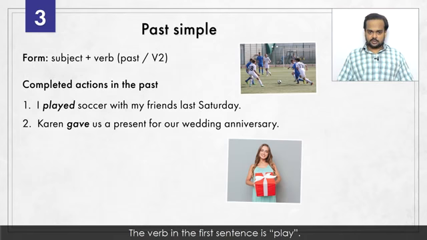The verb in the first sentence is play. We make the past form by adding ed to it. We do this for most verbs. But some verbs have special past forms.